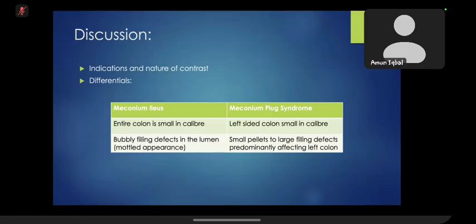Okay. Now, I would like to stress on the other differential, which could be meconium plug syndrome. It is very confusing sometimes to differentiate between both of them, but there is a particular point which I would like to show you people through which you can make a diagnosis of meconium ileus easily. The meconium plug syndrome is usually the small left-sided colon. And the filling defects or the pellets which we see in the meconium plug are larger in size, and because it is a sticky meconium, they are confluent, connected with each other, and they produce a long segment of a filling defect in the bowel.